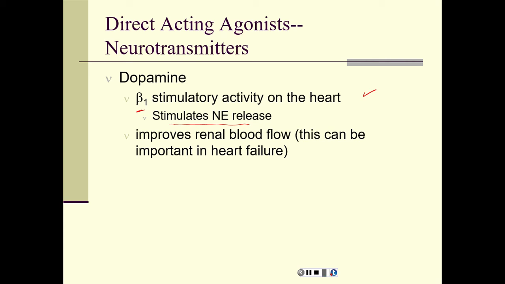A notable feature about dopamine as compared to epinephrine or norepinephrine is that it improves renal blood flow, and this can be an important thing in congestive heart failure because the kidneys are sensitive to the loss of blood flow. So this opens the vessels and allows blood to perfuse into the kidneys more easily. It increases glomerular filtration rate, as you would expect with an increase in blood flow to the kidneys.